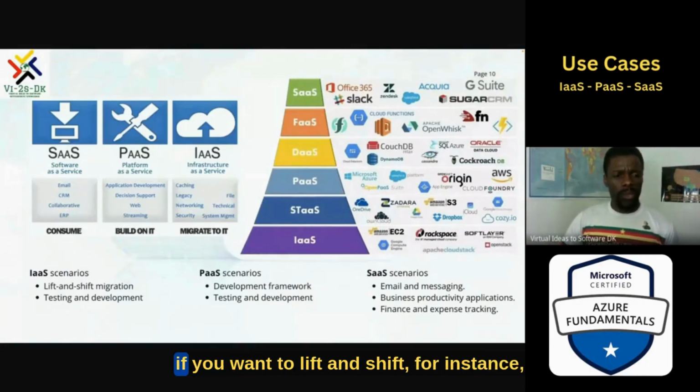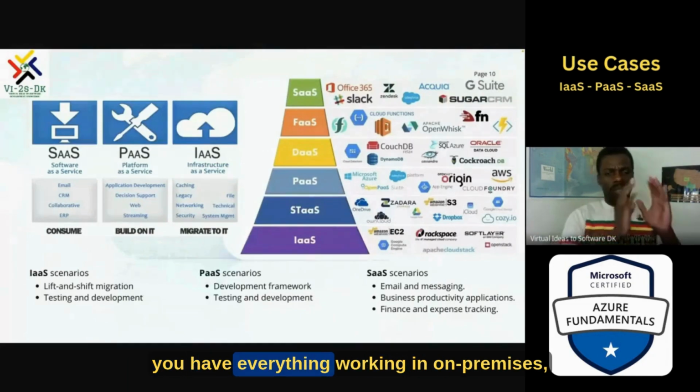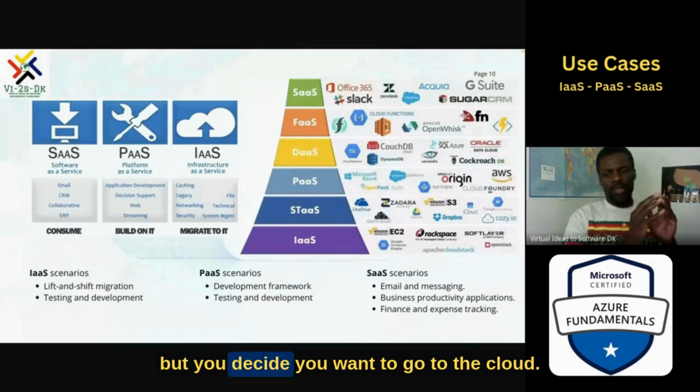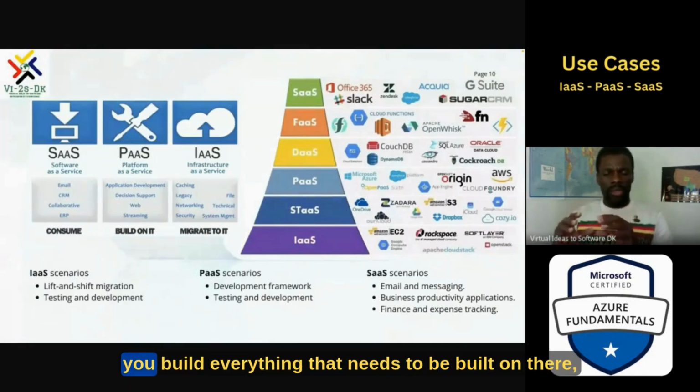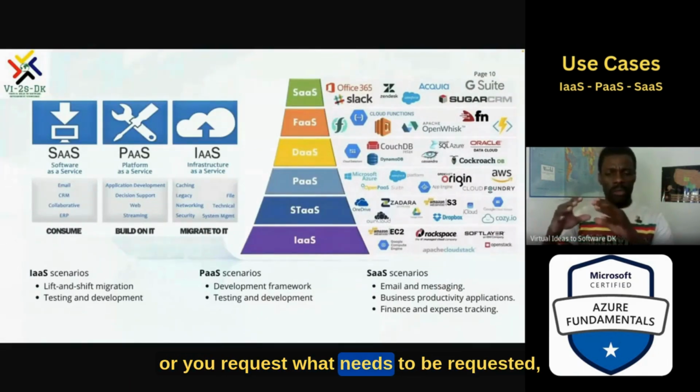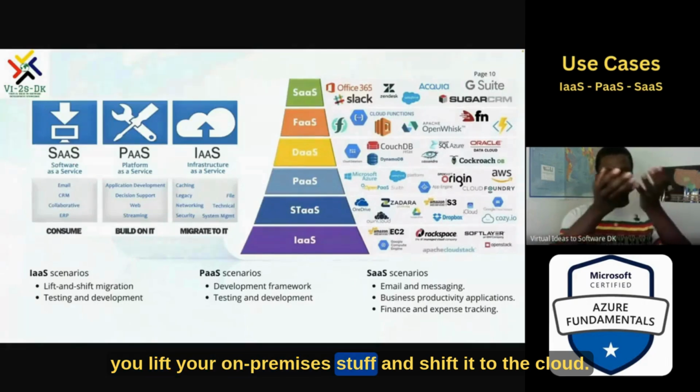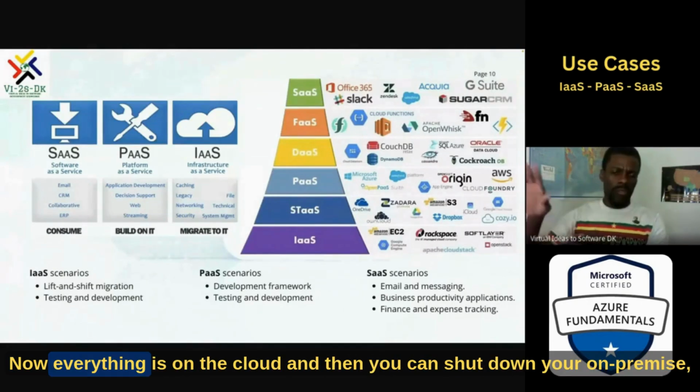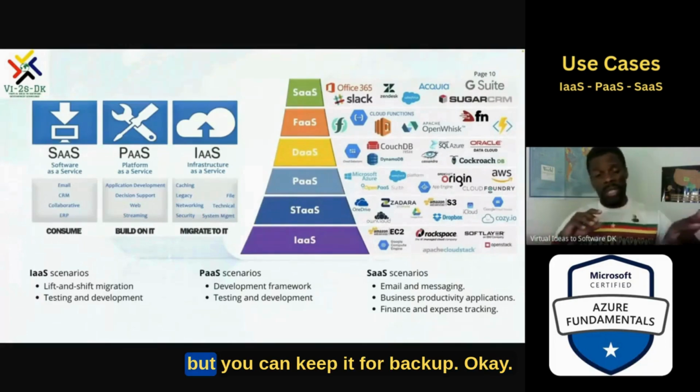At the end of the day, the scenarios you want to think about for infrastructure as a service, which we just talked about, is if you want to lift and shift, for instance. You have everything working in on-premises, but you decide you want to go to the cloud. So you go to the cloud, you build everything that needs to be built on there, or you request what needs to be requested, you lift your on-premises stuff and shift it to the cloud. That's how you migrate it. Now everything's on the cloud, and then you can shut down your on-premise, or you can keep it for backup.